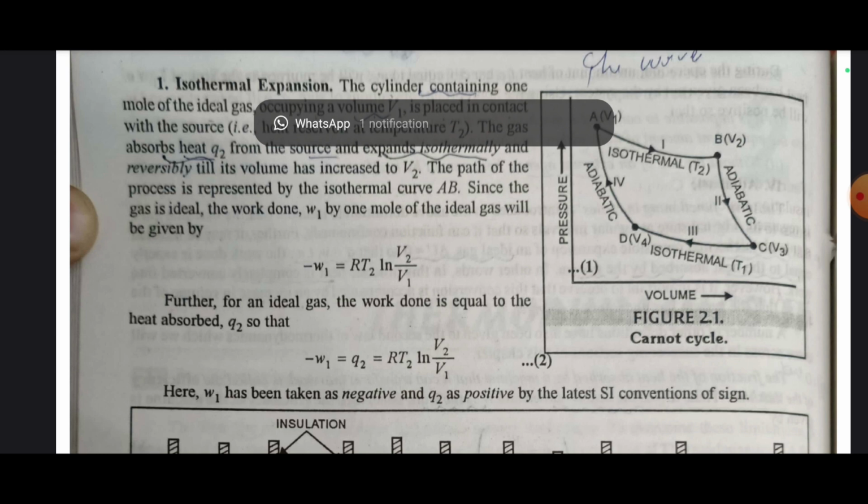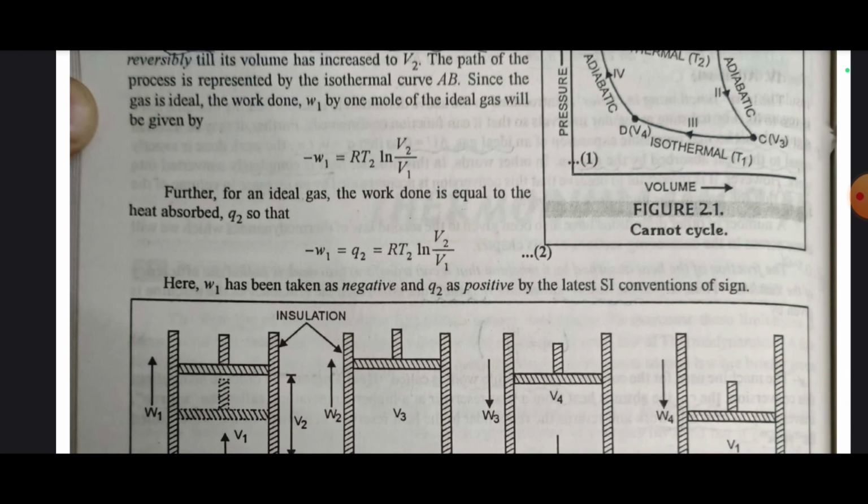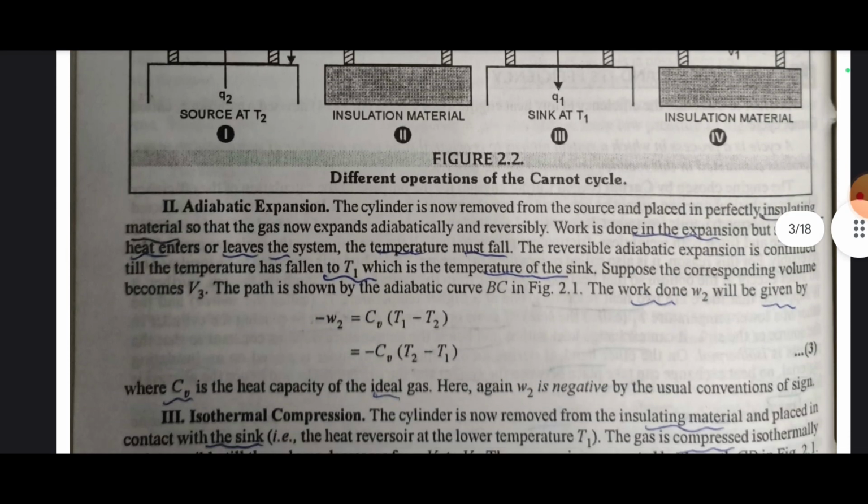Since the gas is ideal, the work done W1 by 1 mole of the ideal gas will be given by minus W1 is equal to RT2 ln of V2 by V1. Further, for an ideal gas, the work done is equal to the heat absorbed Q2, so that minus W1 is equal to Q2 is equal to RT2 into ln of V2 by V1. Here, W1 has been taken as negative and Q2 as positive by the latest SI conventions of sign.